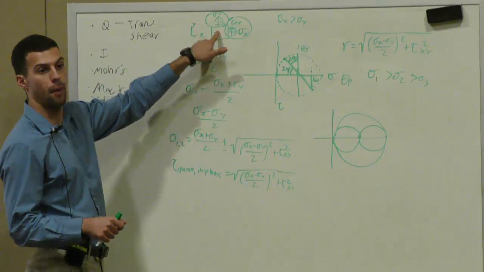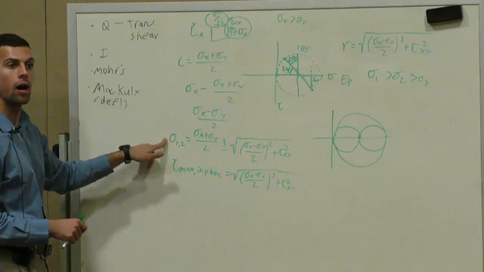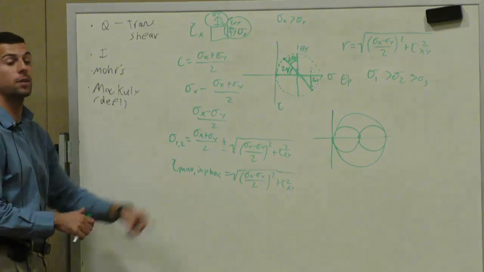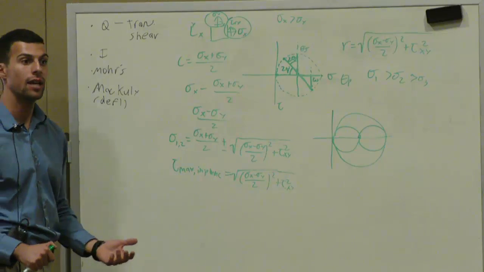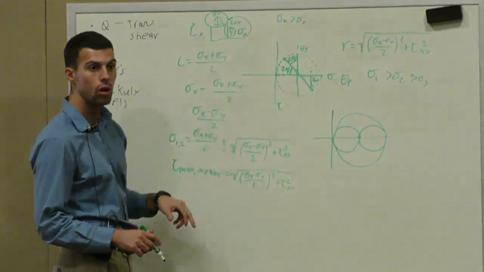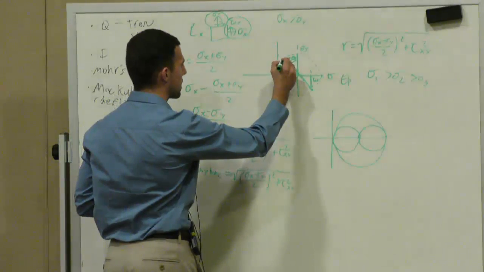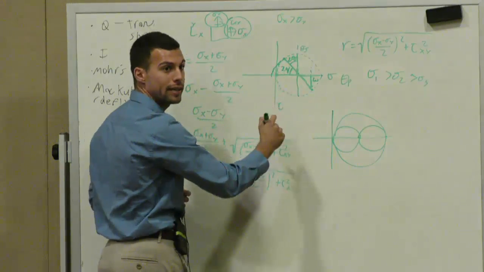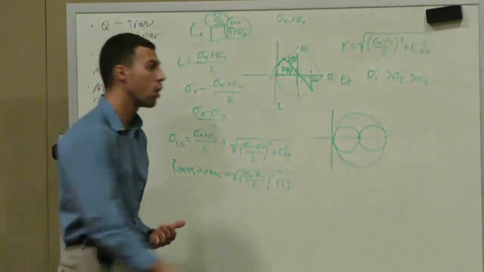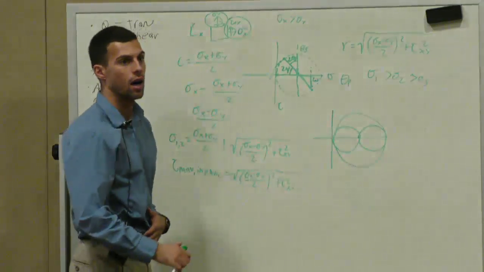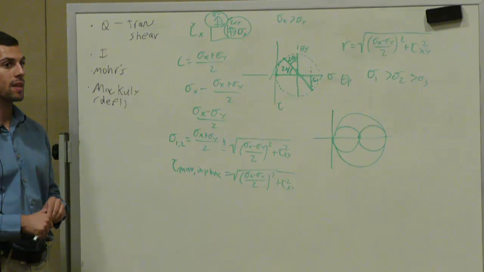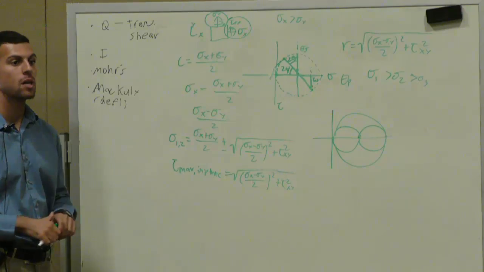Both of these might be positive, but one of your principal stresses might be negative. If let's say sigma x was really, really small, what might happen is this circle may come over here a little bit, and so you might have an in-plane Mohr circle that straddles that axis. That's why it's important to get your coordinate points first before you even draw a circle.